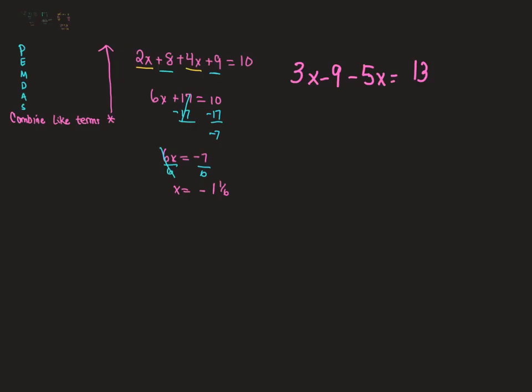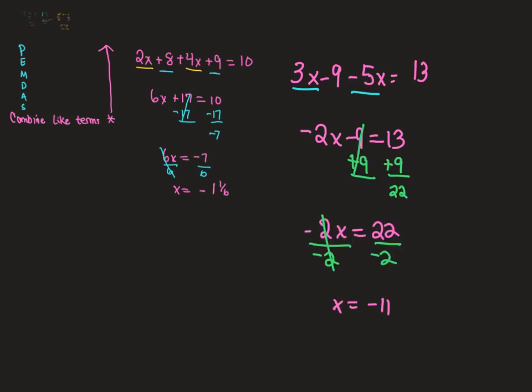All right, you try this one. Push pause, work it out on paper, and see if you get the same answer I do. Hint, hint, did you combine like terms and get negative 2x minus 9 equals 13? Why am I getting a negative 2x? Because I have 3 minus 5. I ended up with x equals negative 11.